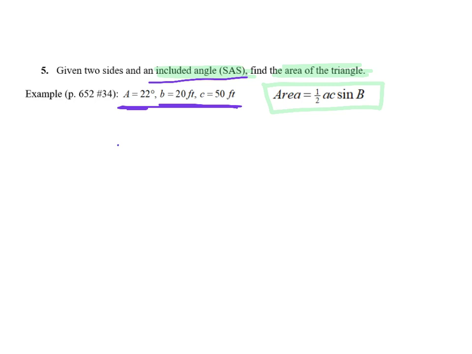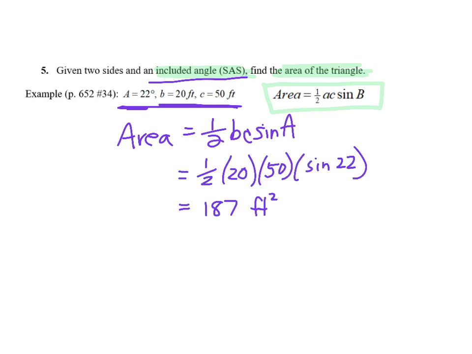So your area is going to be 1/2. Now we want angle A, so we're going to put the other 2 letters, B, C, and then sine of A. Make sure you check the formula sheet to remind yourself it's going to be a sine, not a cosine. Then it's simply a matter of filling in the formula and making sure that you use units. If you have feet as length, then your area is going to be feet squared.